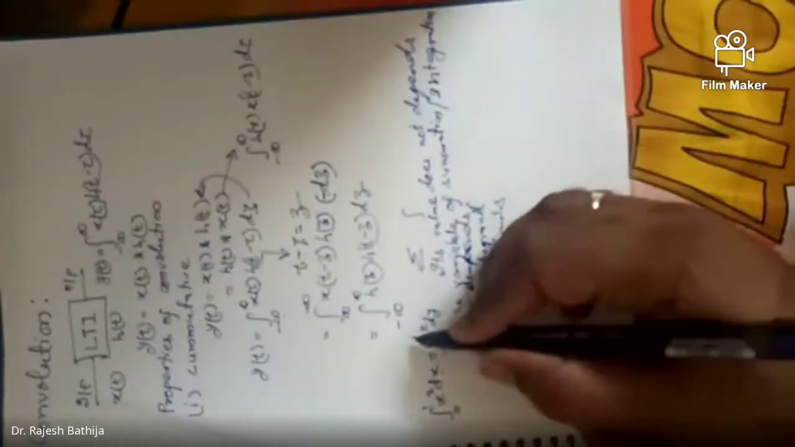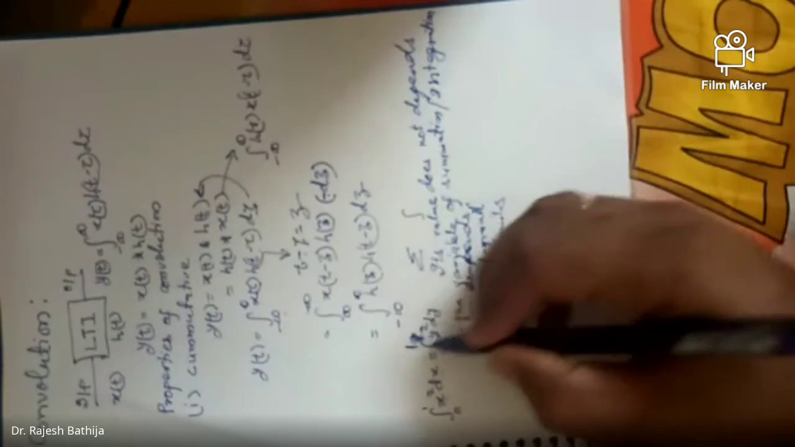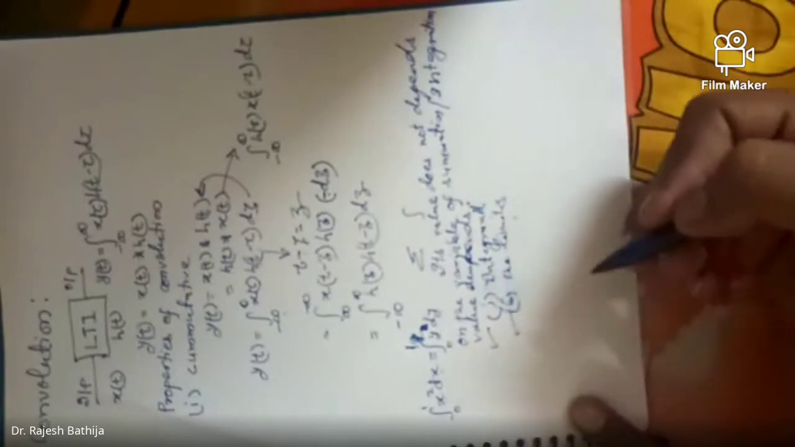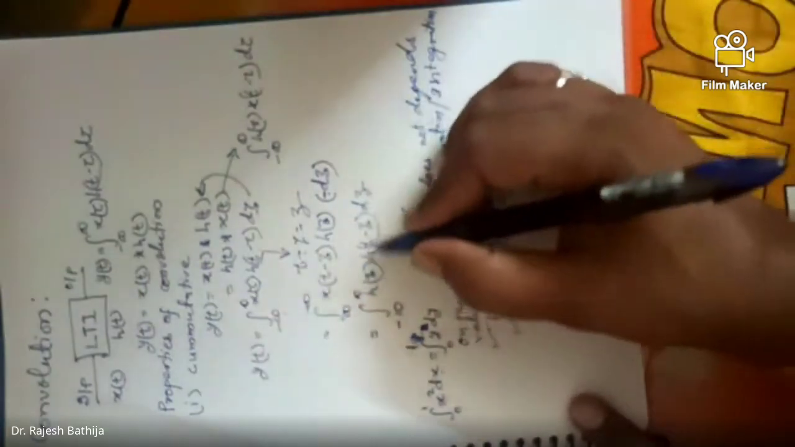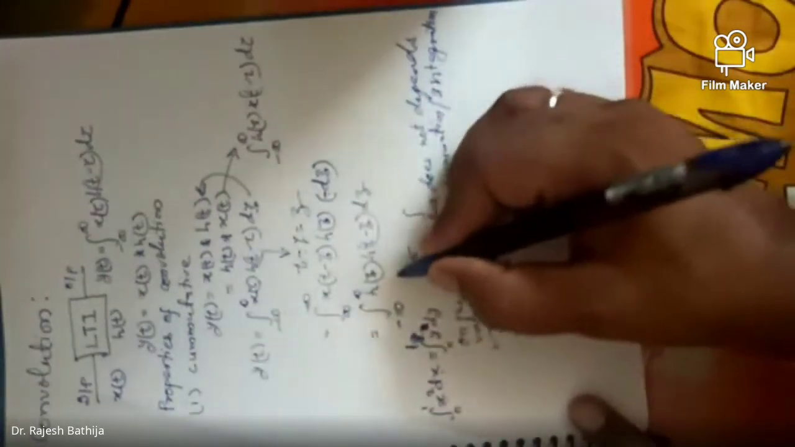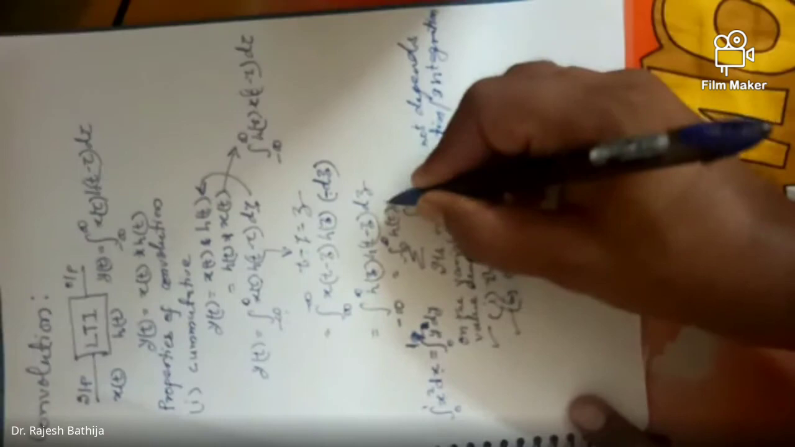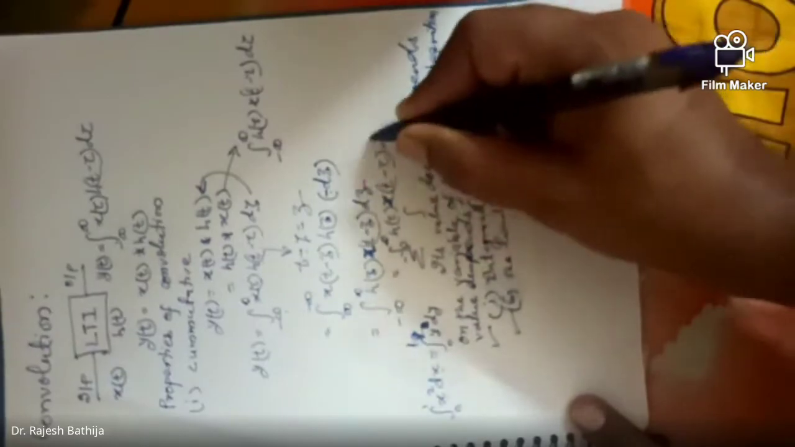If I change the limit from 0 to 1 to 0 to 2, then this will be different. Or if the limits are the same and I change the integrand, then it will be different. So it depends upon the integrand and the limits, but not upon the summation variable. So can I say this integral can be written as integral minus infinity to infinity of h of tau x of t minus tau d tau? Can I write it like this?